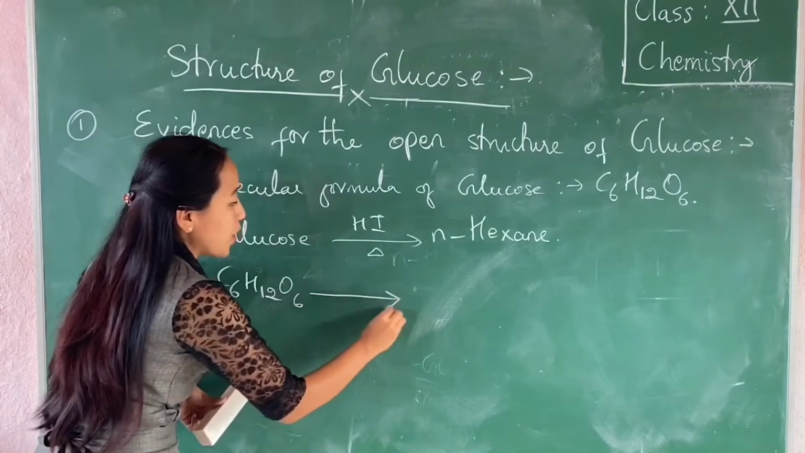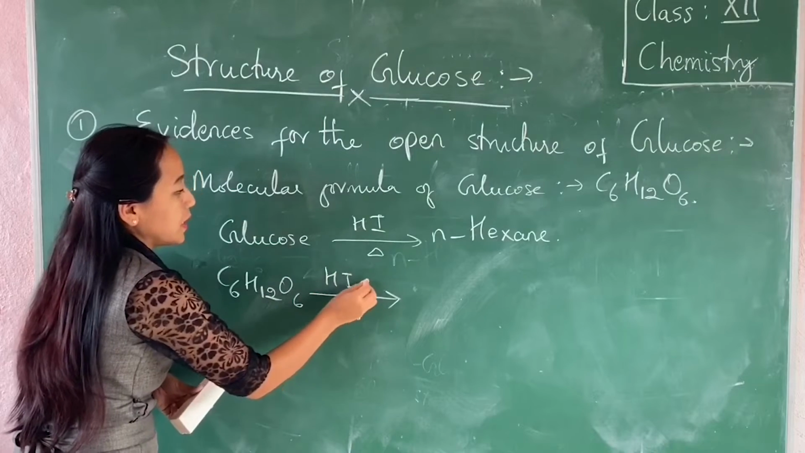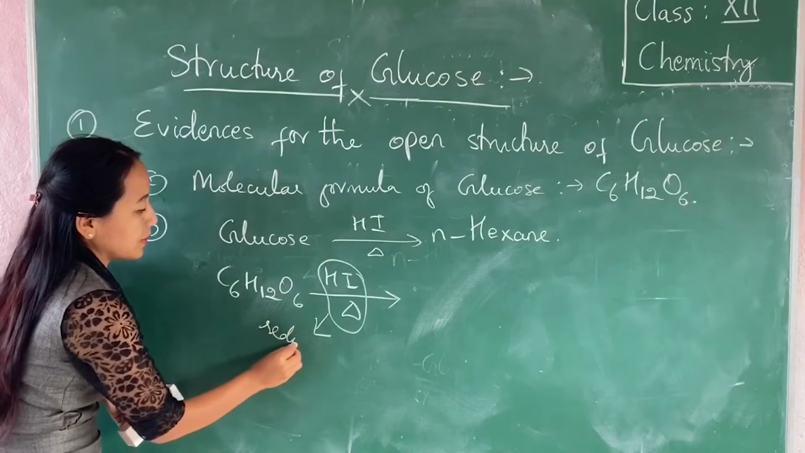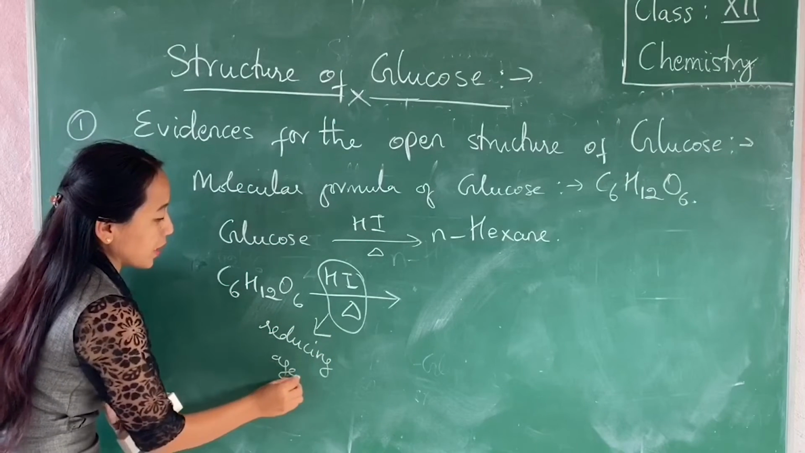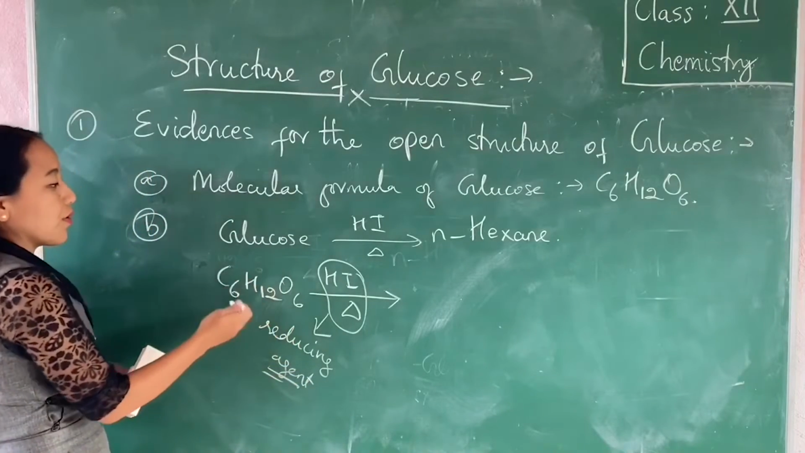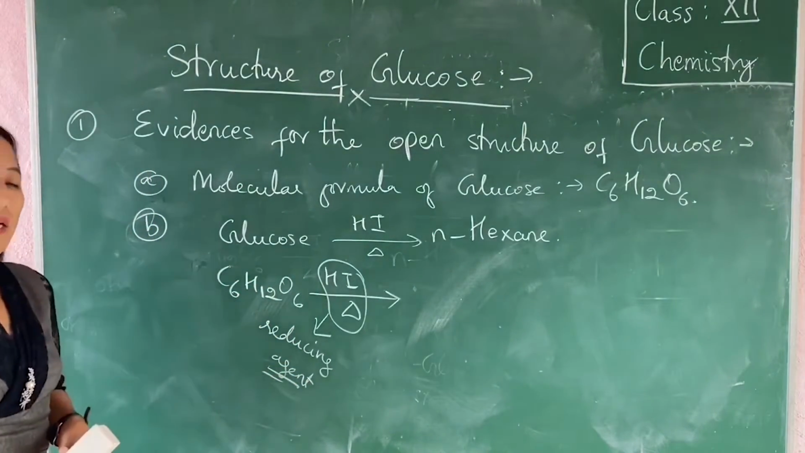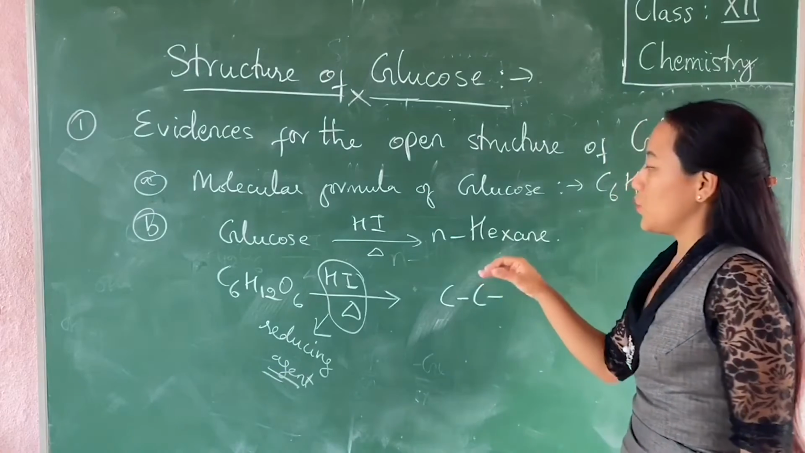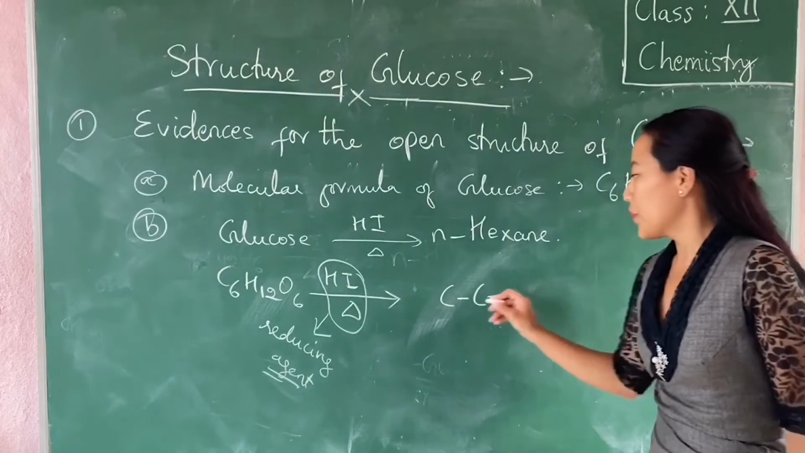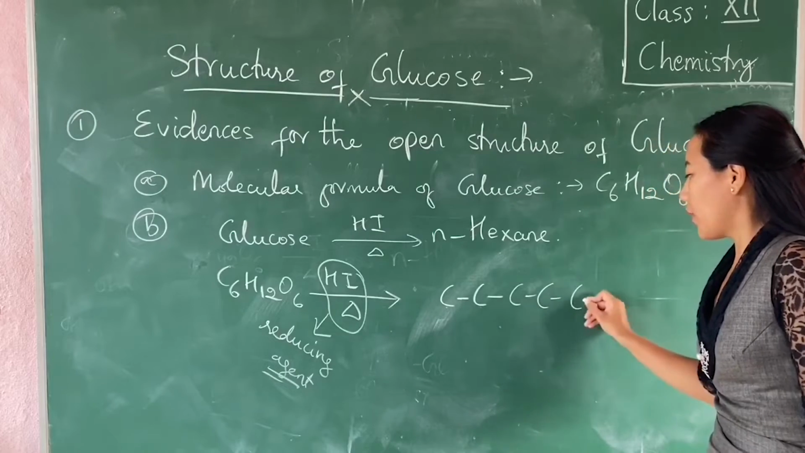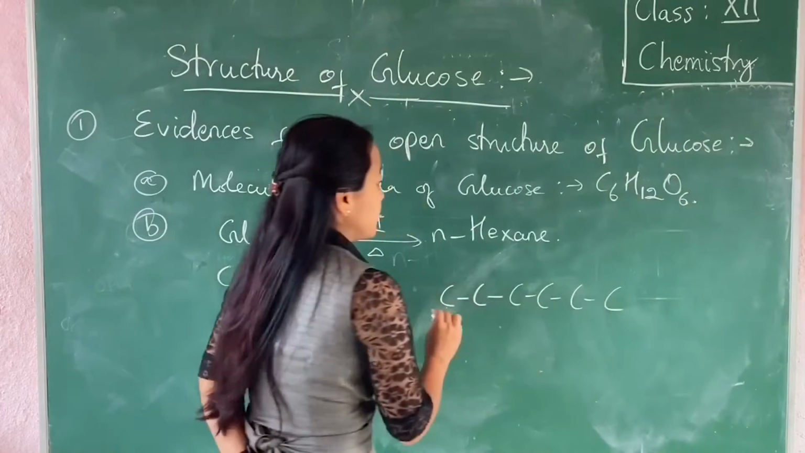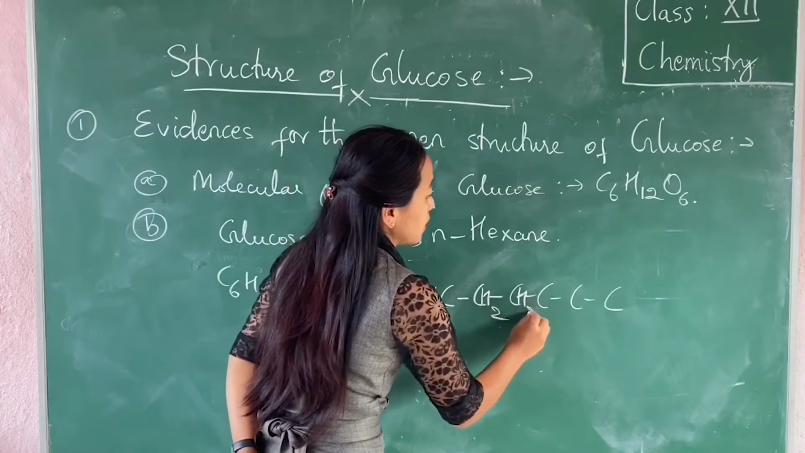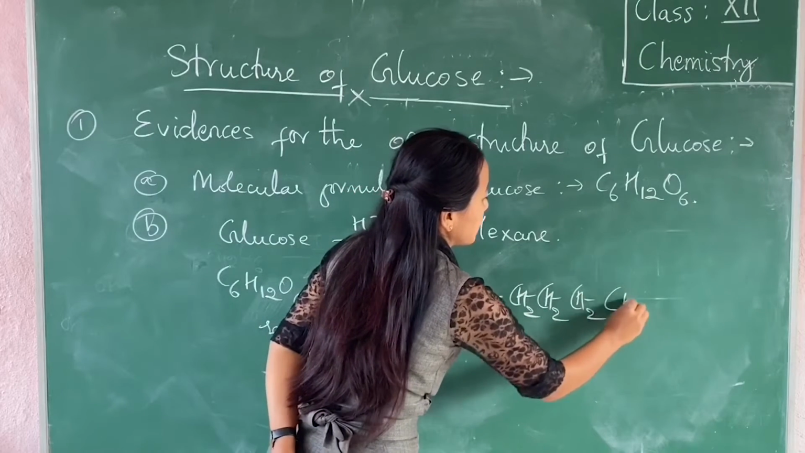Now on prolonged heating, hydrogen iodide acts as a very good, or strong, reducing agent. This reducing agent reduces all the carbonyl and hydroxyl groups to alkane groups. So therefore n-hexane was produced. The n refers to carbon atoms which are arranged in a straight chain: 1, 2, 3, 4, 5, 6, six carbon atoms in a single straight chain. This will be CH3, then CH2, CH2, CH2, CH2, CH3.